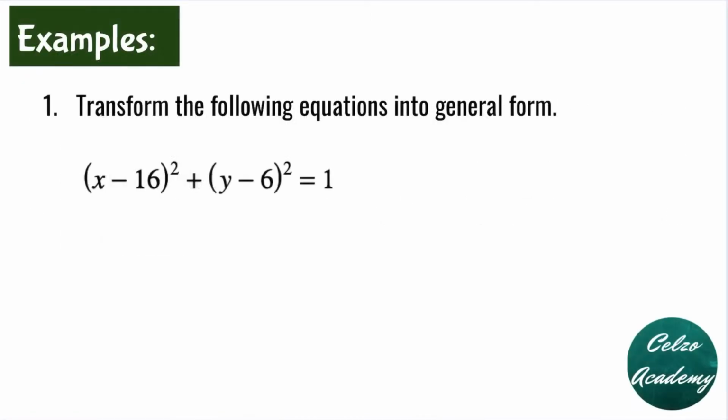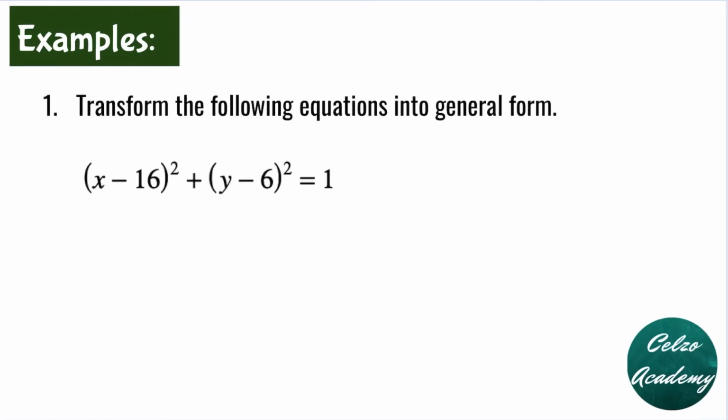Question number 1. (x - 16)² + (y - 6)² = 1. Remember that in general form, all the terms should be on the left side and equal to 0. So for this problem, we need to simplify the square of binomial and then combine like terms. Can you still recall how to square a binomial? First step is to square the first term. Second step, multiply the first and the second and then double. And third, square the second term. We will use that concept in today's lesson.